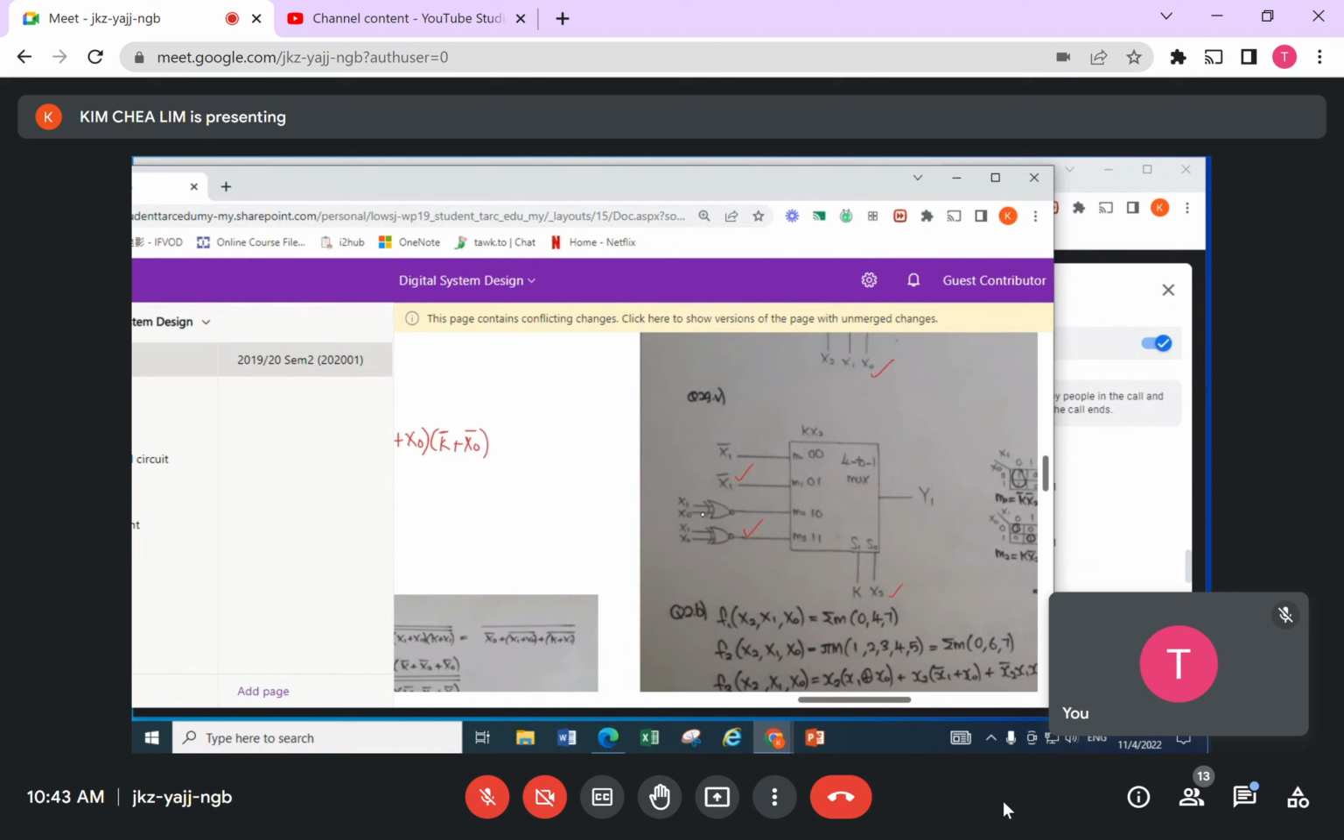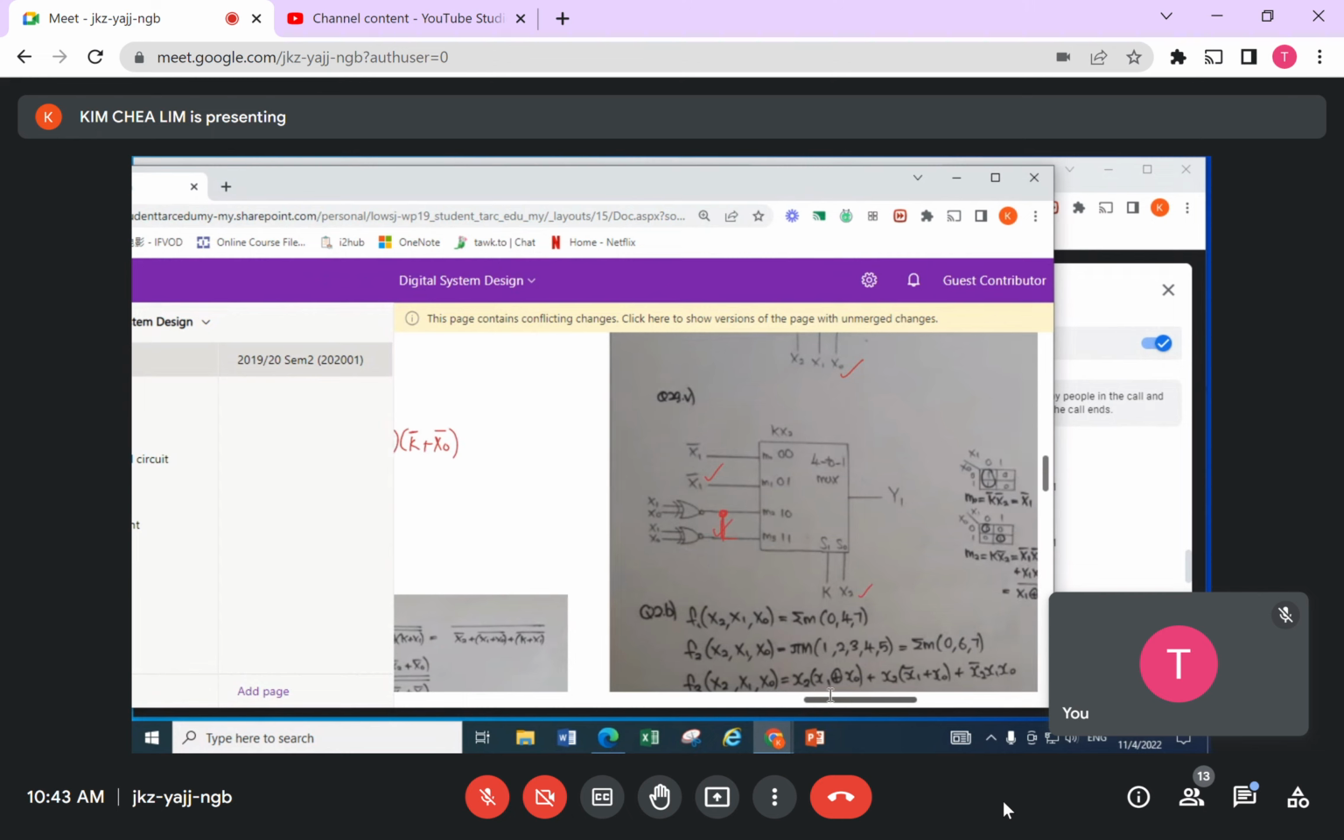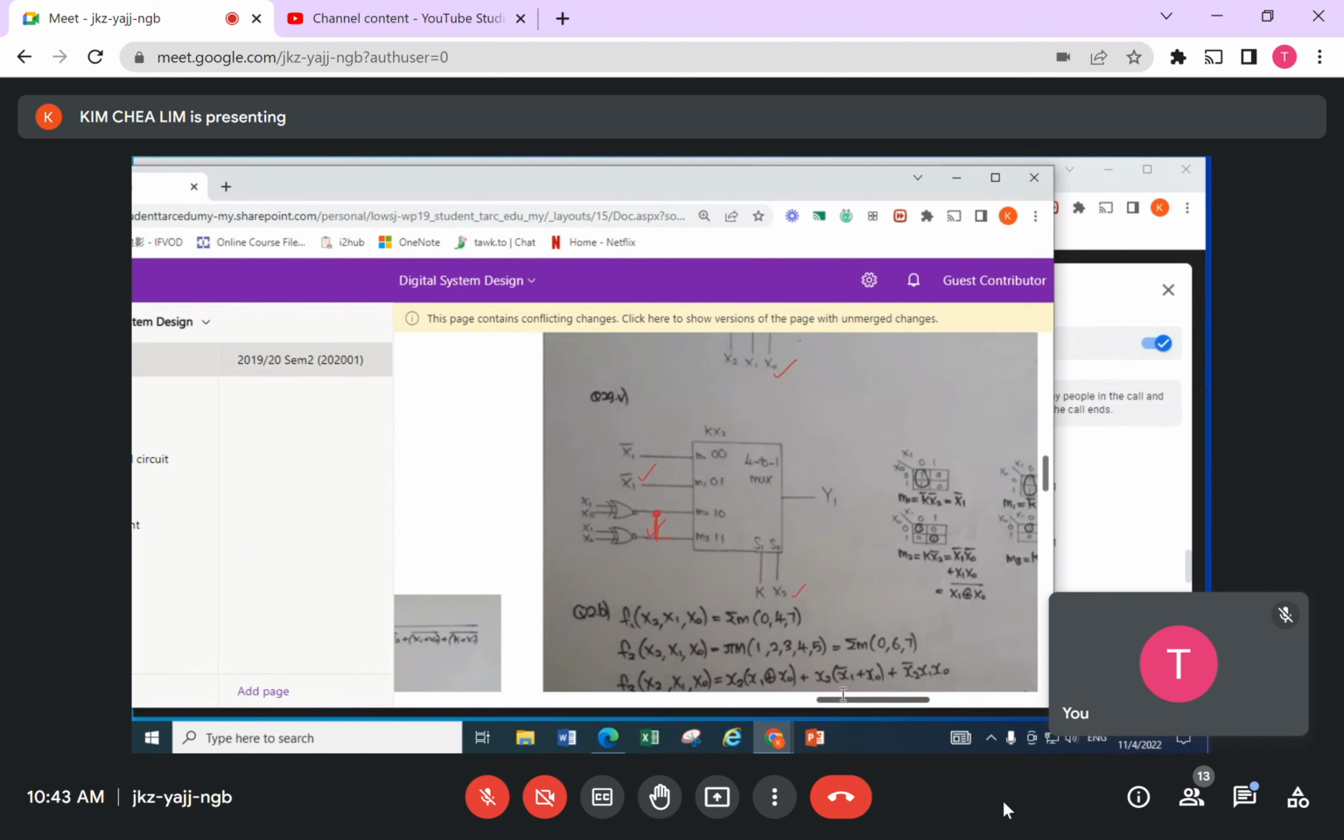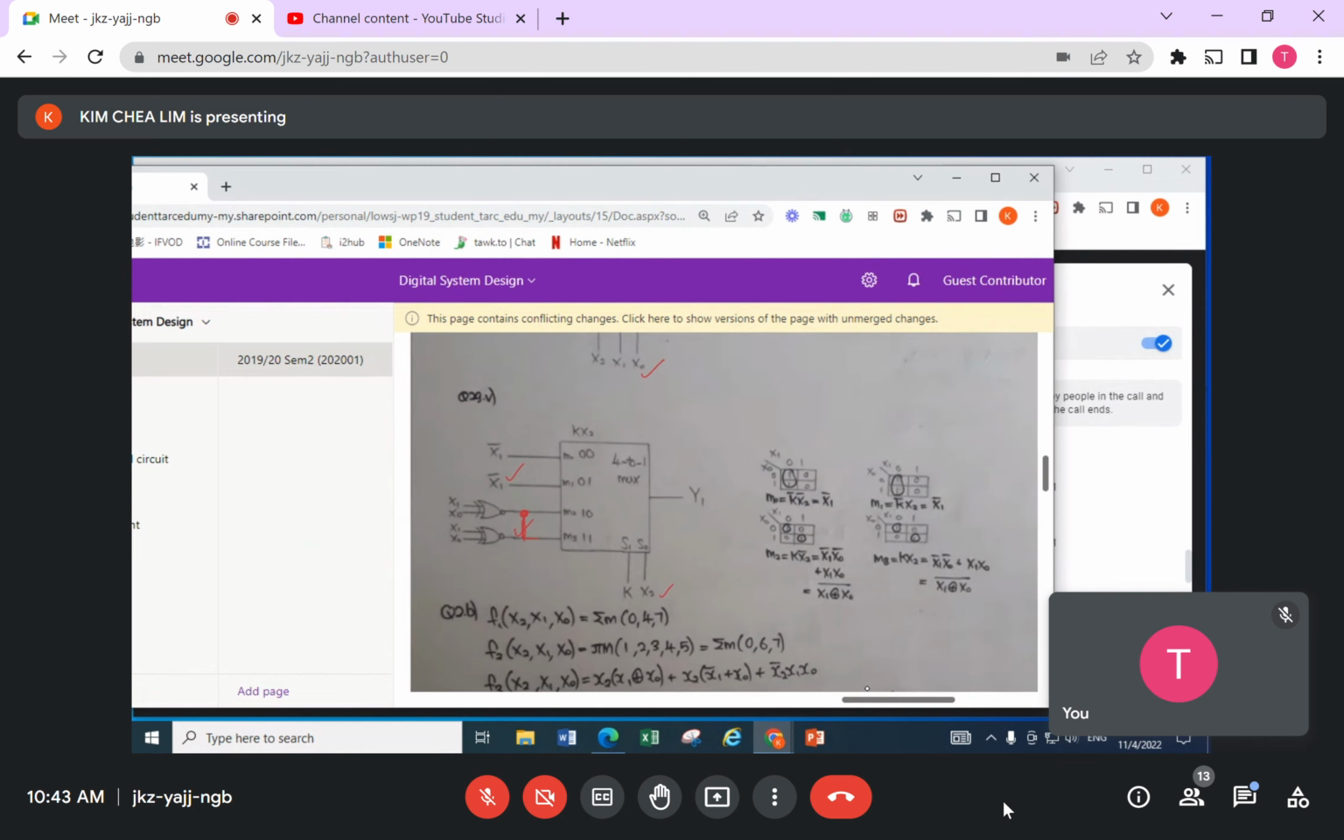X1, X0. So actually, there's no need to use sort of like 2 inputs here. What you need to do is just join them. Then you can save one XNOR gate. But here I never said about the minimum design, so I don't deduct marks for this. So these are the steps you show.